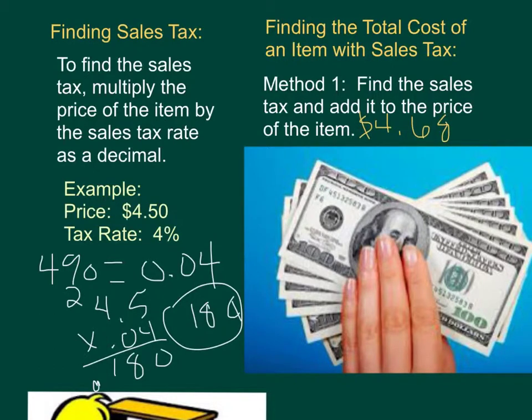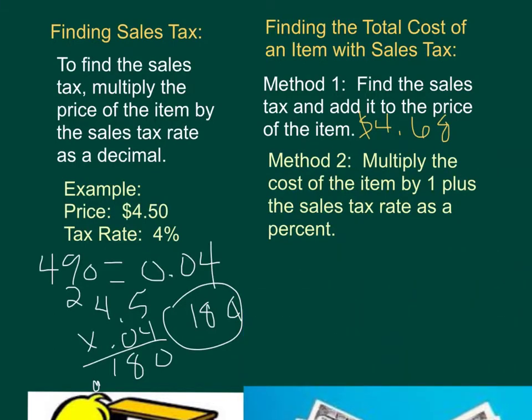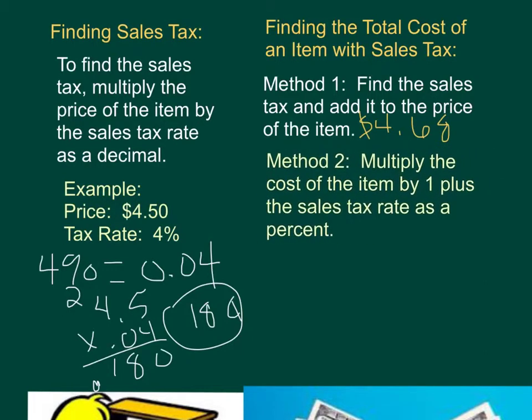The second method is to multiply the cost of the item by 1 plus the sales tax rate as a decimal. Remember, we always want to turn our percents into decimals when we are working with them. The reason why it's 1 plus the sales tax rate is 100% as a decimal is 1. So we're paying 100% of the item plus the percent of the sales tax.